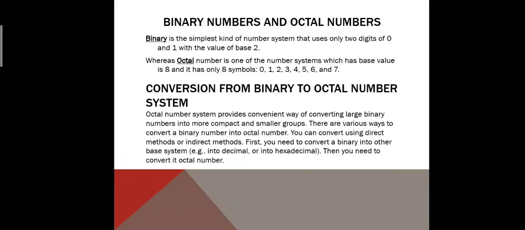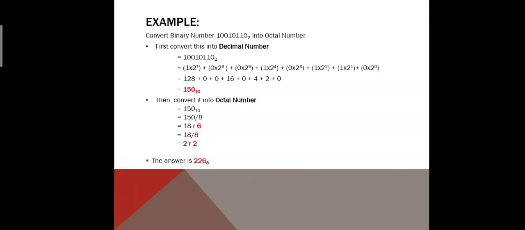So, sa akin, ang ginawa ko po ay ang indirect method. Kino-convert ko muna po siya sa decimal, binary to decimal, and decimal to octal. So, ito po, example. Convert binary number 100100110 base 2 into octal number. Ginamit ko ang indirect method. I-convert ko muna siya into decimal number.